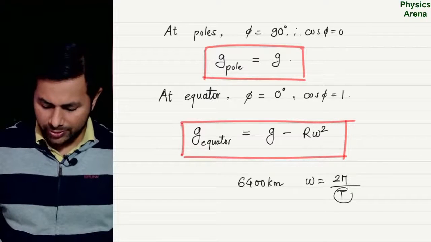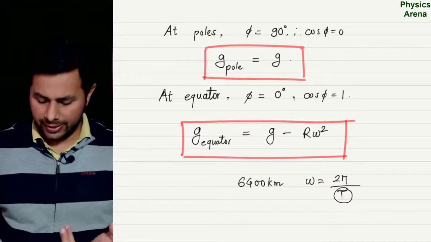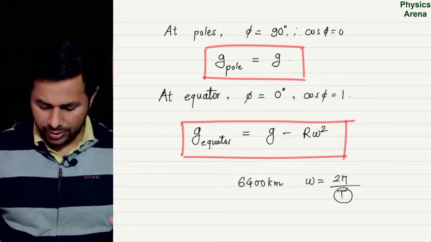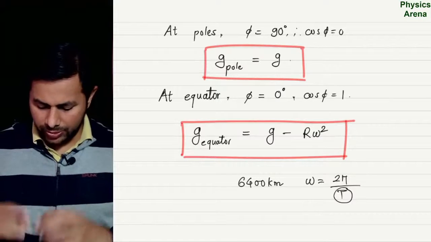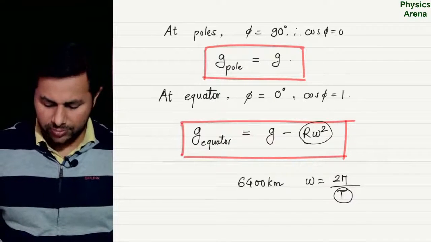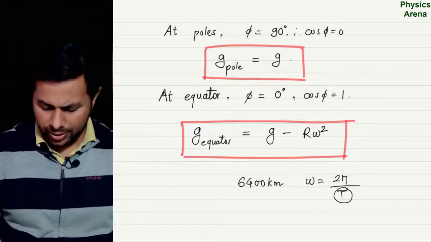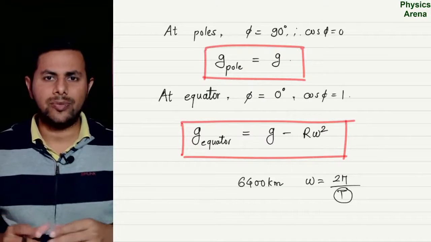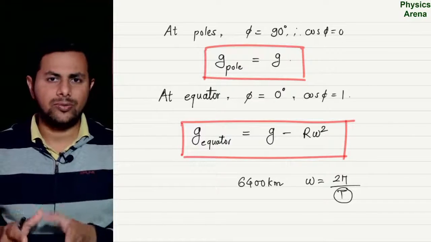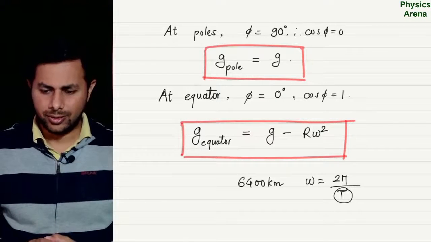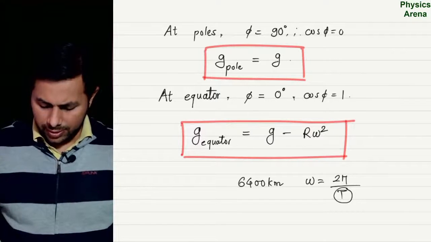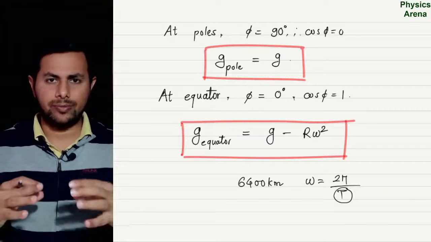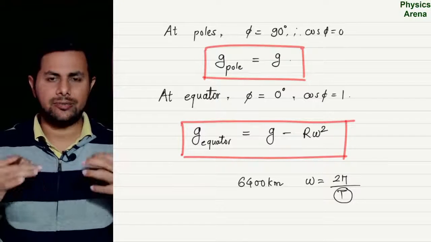So put 24 hours over here, convert it into seconds, then convert this into meters per second, and if you substitute all of that, you will get a value of r omega squared, which will be something around 0.1. So its order of magnitude will be 0.1 meters per second squared. All right. So we can say the acceleration due to gravity is minimum at the equator and it is maximum at poles.